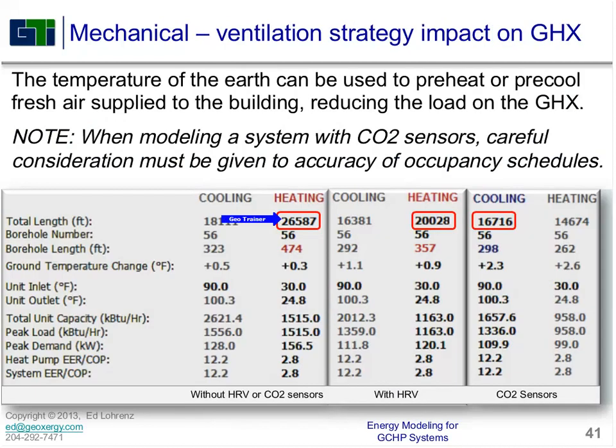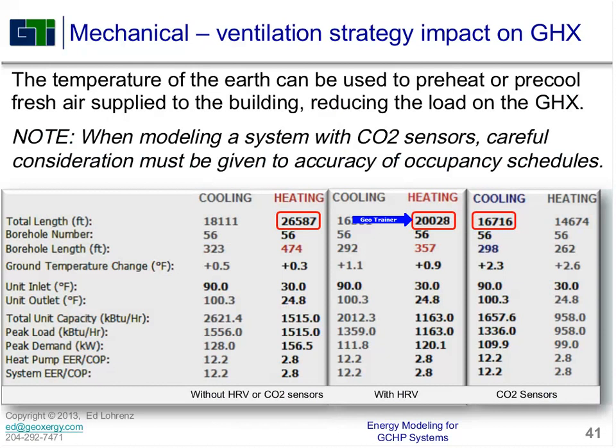In this case, the amount of drilling that you needed for this building, if you just supply the fresh air directly to the building, or if you use a heat recovery ventilation system, or if you use the CO2 sensors to control the amount of ventilation air that you need. There's a huge difference from 26,000 feet of drilling down to 16,000 feet of drilling, and down quite a ways if you're using a heat recovery ventilation system.